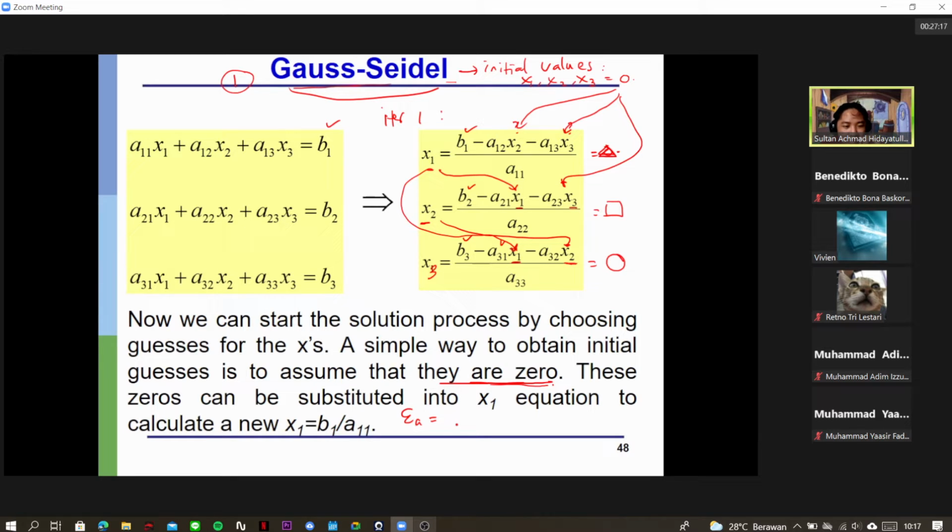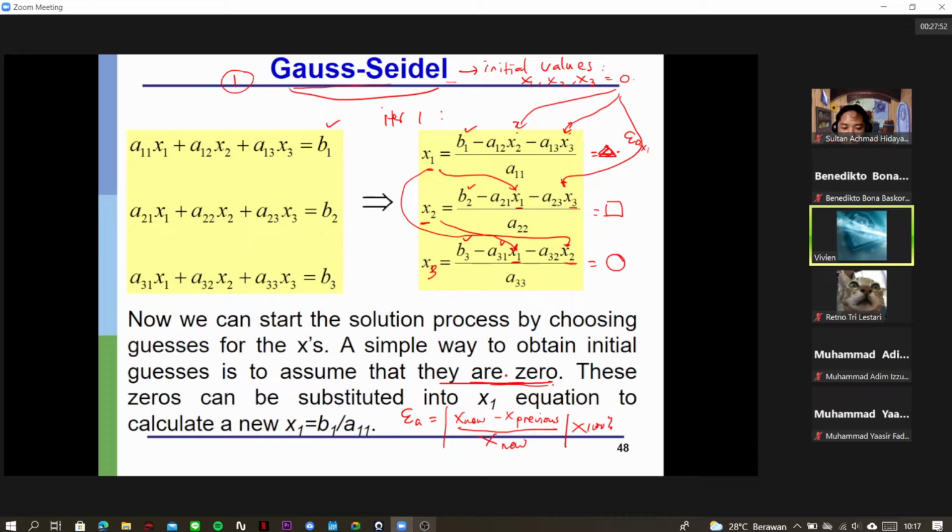Recent calculation minus the previous calculation, over the new calculation, times 100%. Yeah, so over the new value. Okay, that's correct. So if we want to calculate the error, we can calculate this one. So we have the approximate error for x1. We calculate that: we insert the value of x1 here minus the previous value.